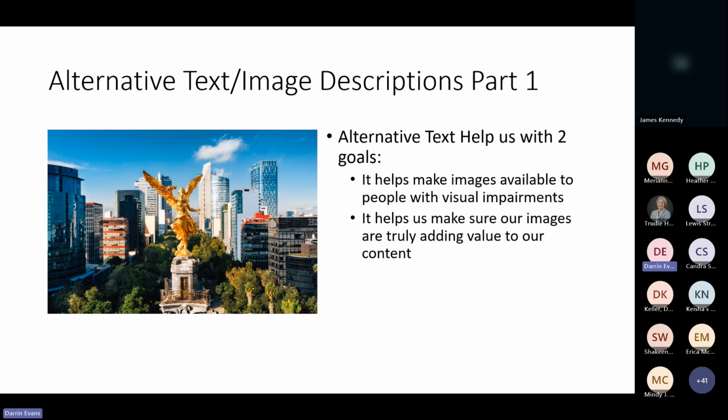And then alt text, I could talk to you for hours and hours about alt text, and it's a very simple concept to understand, but it's not easy to sort of implement. So we want to make our images available to people with visual impairments. We want to make sure that images we use are truly adding value.